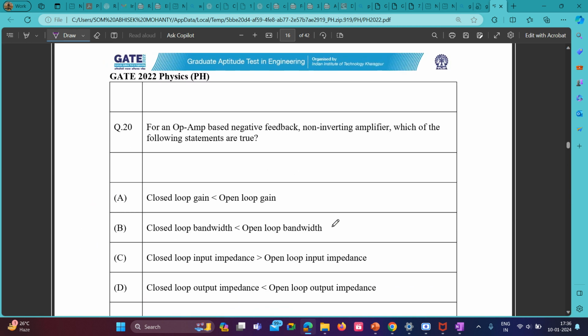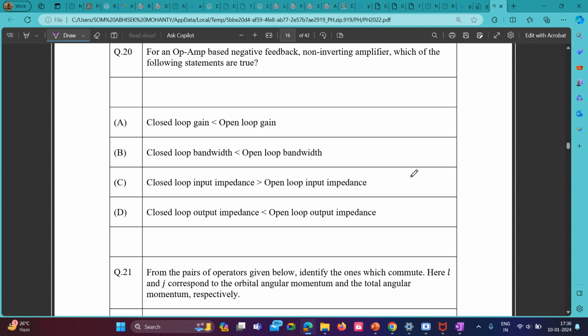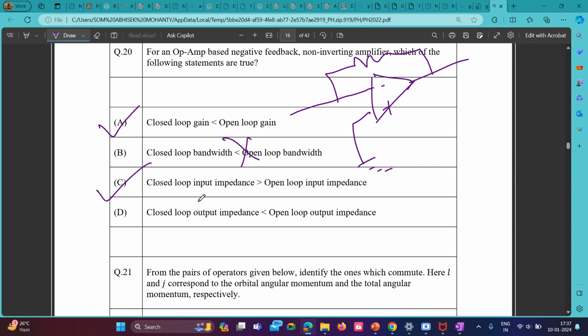Question number 20. For an open loop negative feedback non inverting amplifier, which of the following statements are true? Closed loop gain is less than open loop gain. That is true. Closed loop bandwidth is less than open loop bandwidth. That's not correct. Closed loop input impedance is greater than open loop input impedance. That's correct. And closed loop output impedance is less than open loop. That's correct.